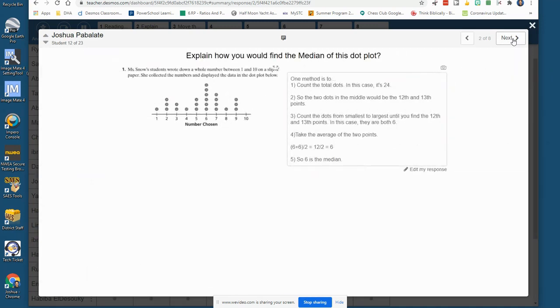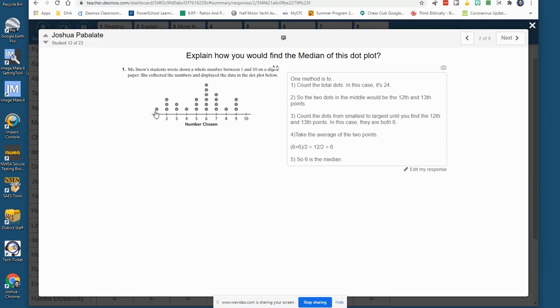Question 2, same problem. Explain how you would find the median of this dot plot. So I kind of just talked about this, but we'll go over it one more time. You count the total dots. In this case, it's 24. So the 2 dots in the middle would be the 12th and 13th points. Count the dots from smallest to largest until you find the 12th and 13th points. In this case, they happen to be both 6.